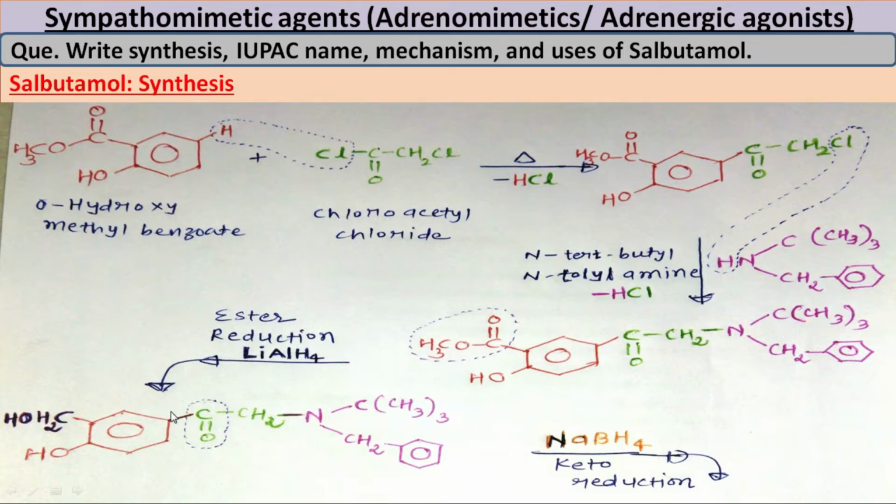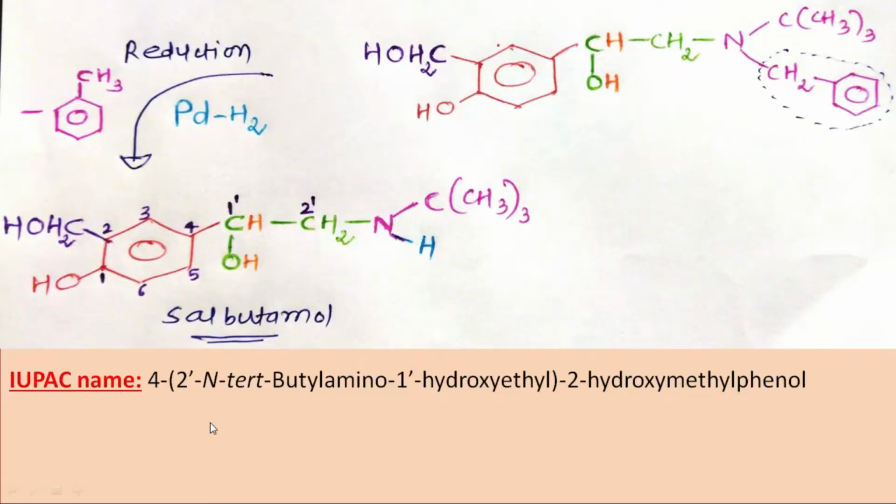After this, the compound will be then treated with sodium borohydride. This sodium borohydride is used for reduction of keto functional group. Here keto is present, that will be reduced and will be converted into alcohol functional group. So the previous compound will be then converted into this one.